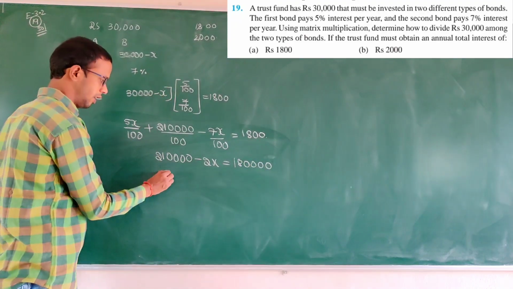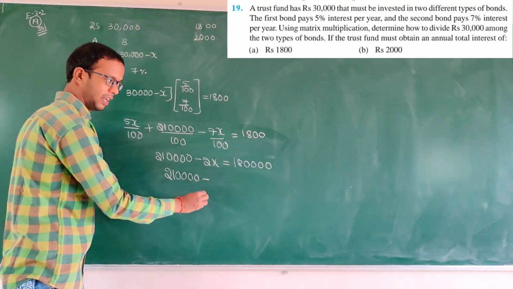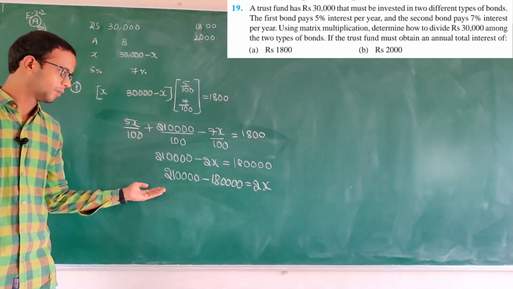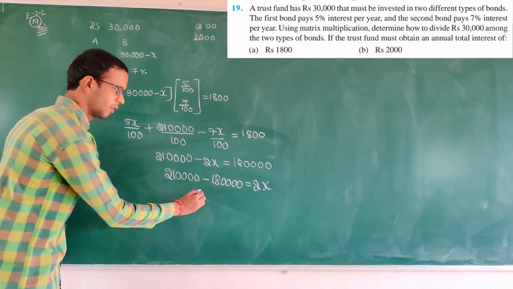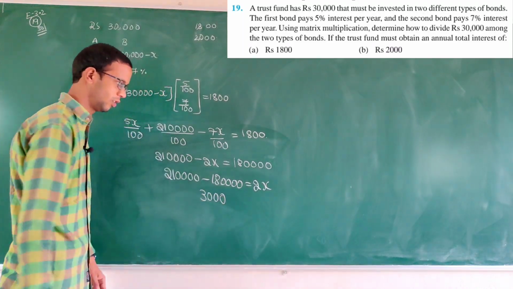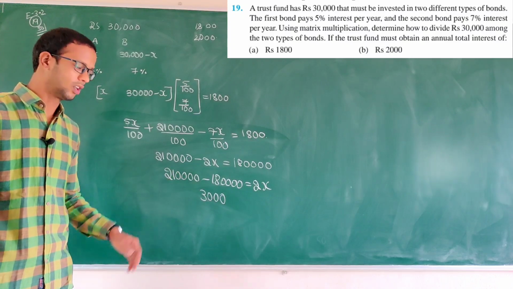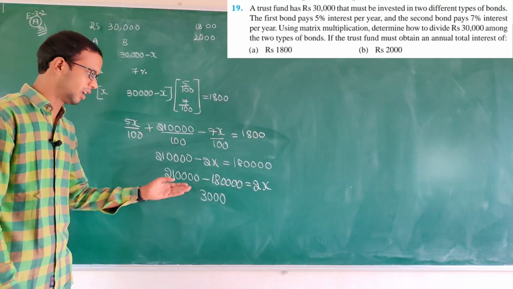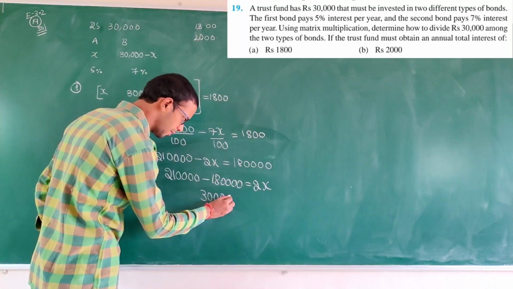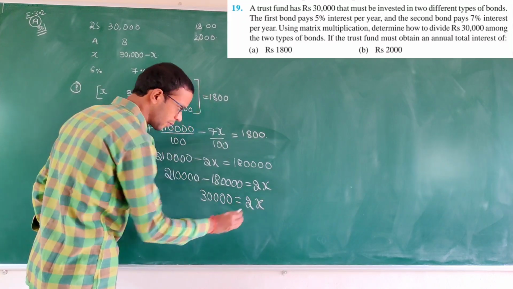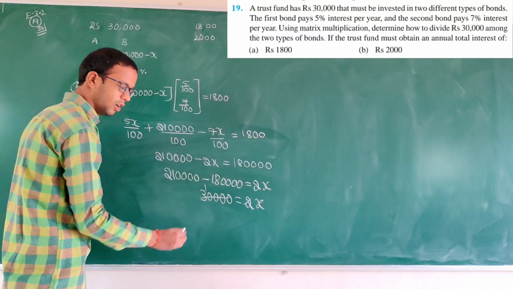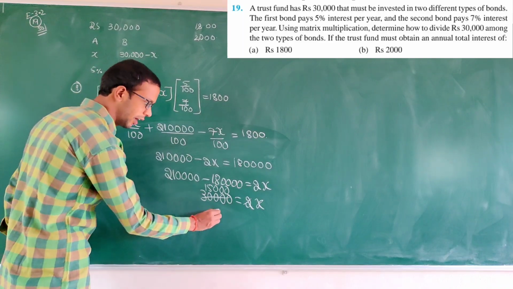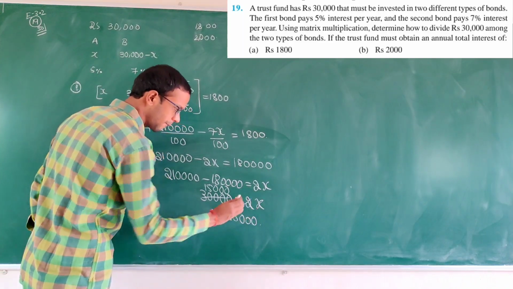So next, if you change this one, 21,00,00 minus 18,00,00 is equal to 2x. If you subtract, how much you will get? 2 lakhs 10,000 minus 1 lakh 80,000, 30,000 you will get here. Next cancellation, 2 ones are 2, 5s are. So x is equal to 15,000.